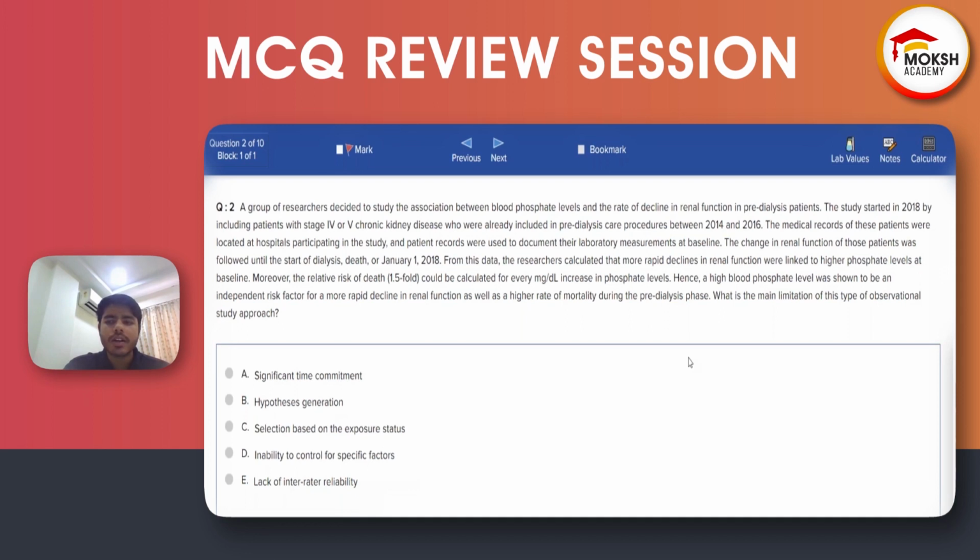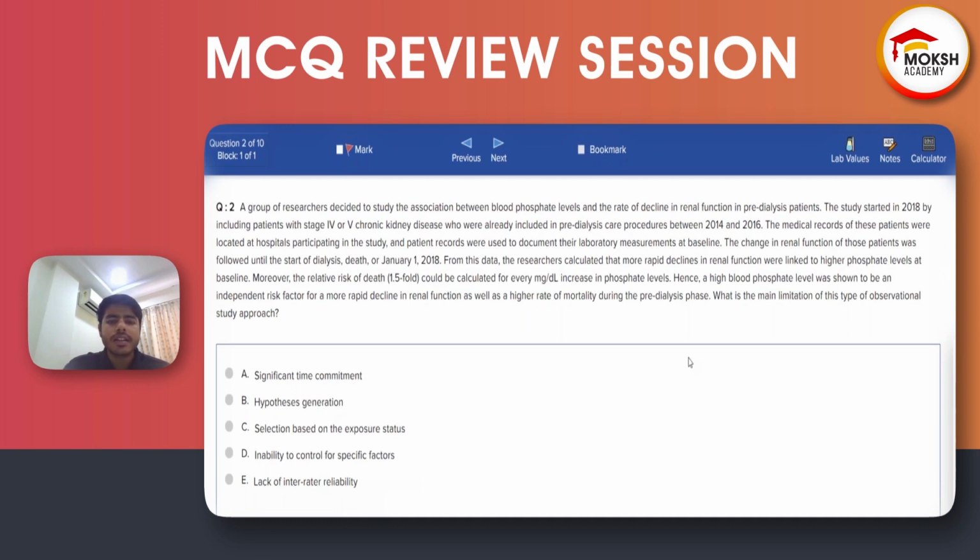The medical records of these patients were located at hospitals participating in the study, and patient records were used to document their lab measurements at baseline. The change in renal function of those patients was followed until the start of dialysis, death, or January 1, 2018.